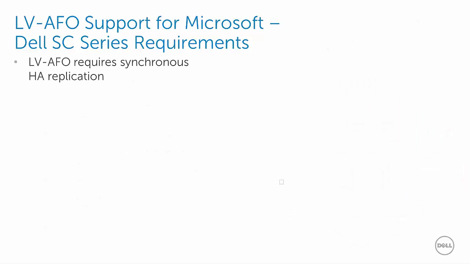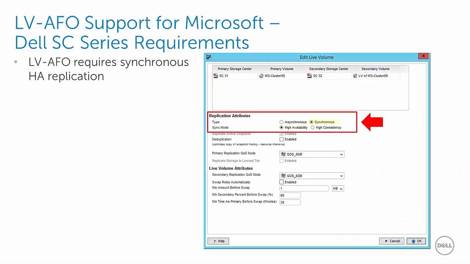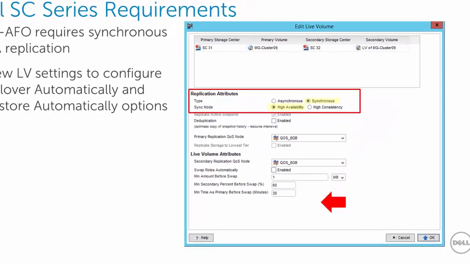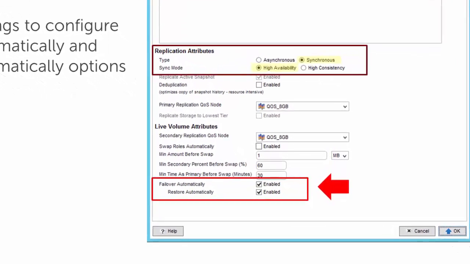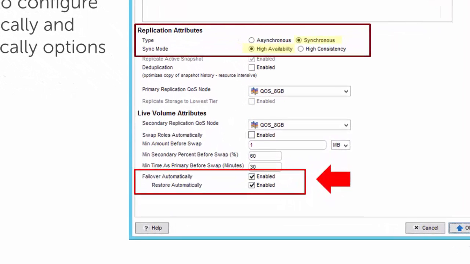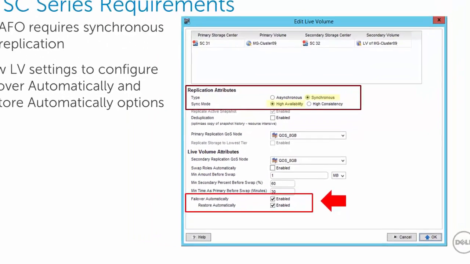Live Volume with Auto Failover requires that a Live Volume be configured to use synchronous replication in high availability mode. This is configured by editing the properties of the Live Volume. Once synchronous HA is enabled for a Live Volume, then at the bottom of the configuration screen, the Failover Automatically and Restore Automatically options become visible. Enabling the Failover Automatically option will, by default, enable the Restore Automatically option as well.